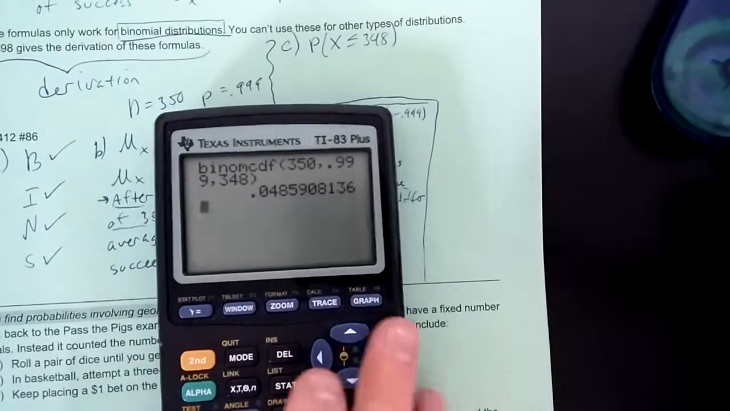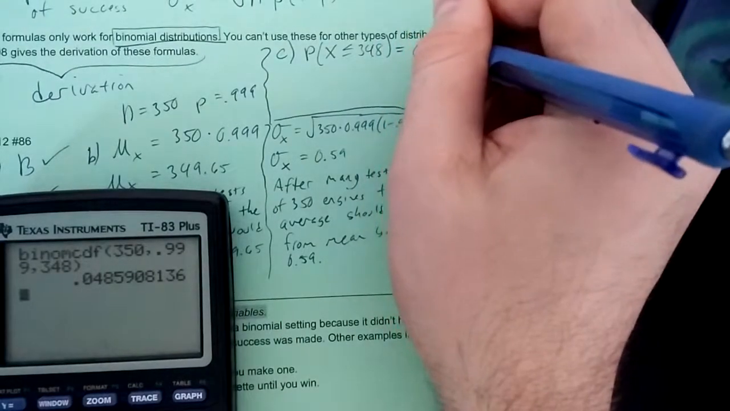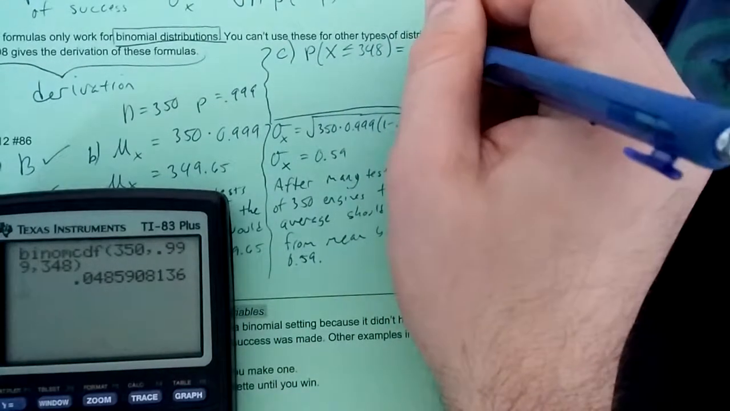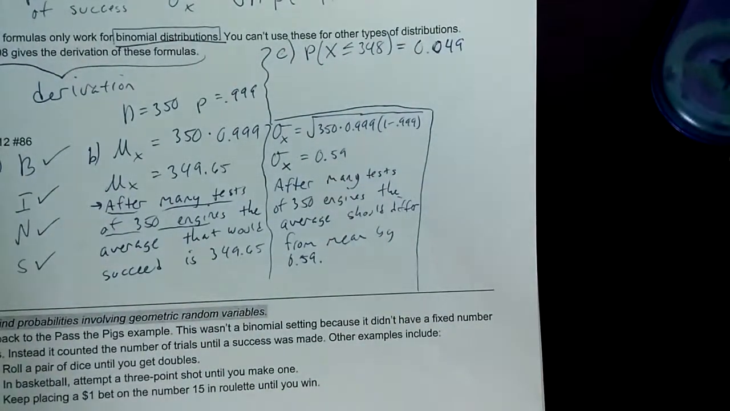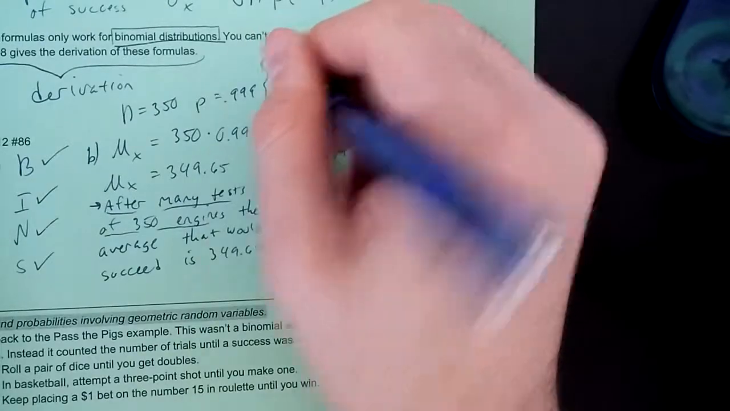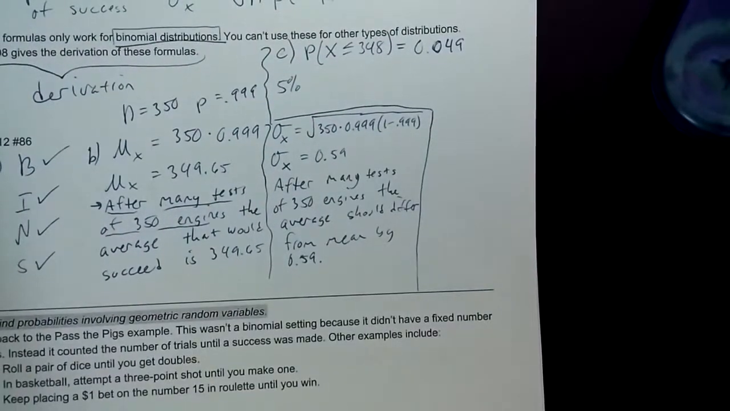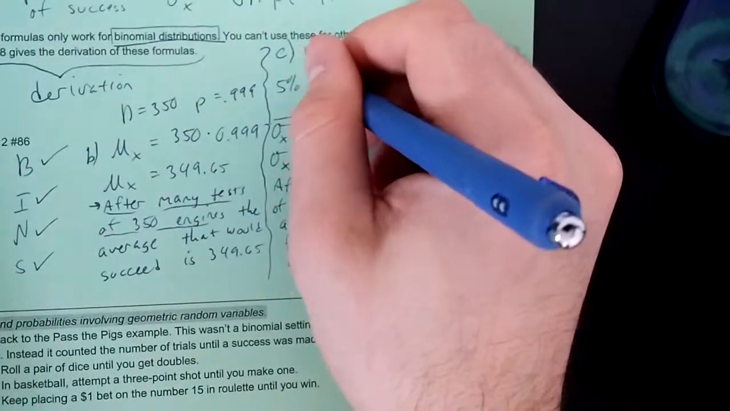And when you do that, you get a probability of 0.049. We'll round it. The probability ends up being 0.049, and that is pretty much close to 5%. So the probability of this happening is less than 5%.